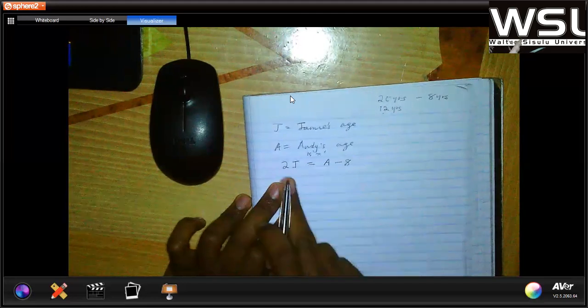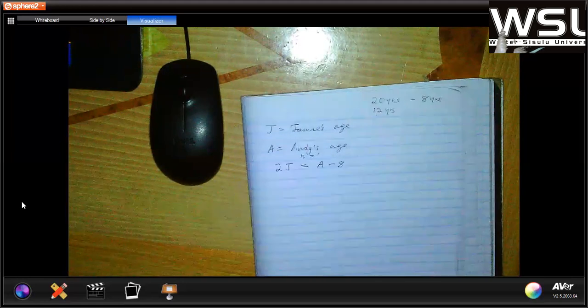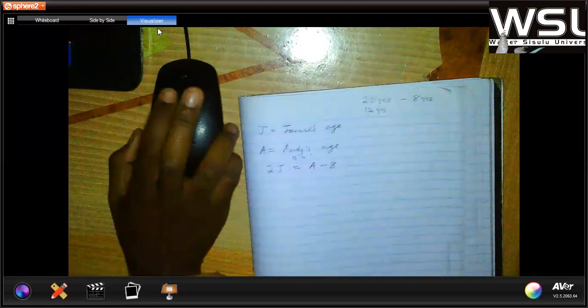So this is the first equation. Let us read the second one.